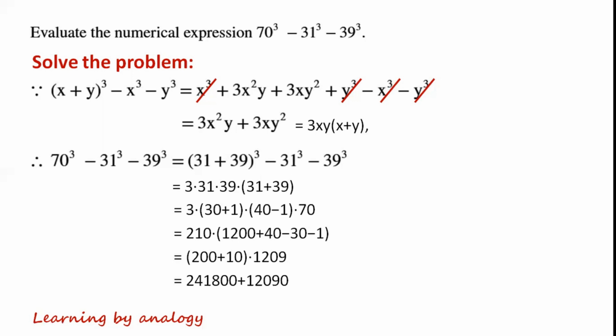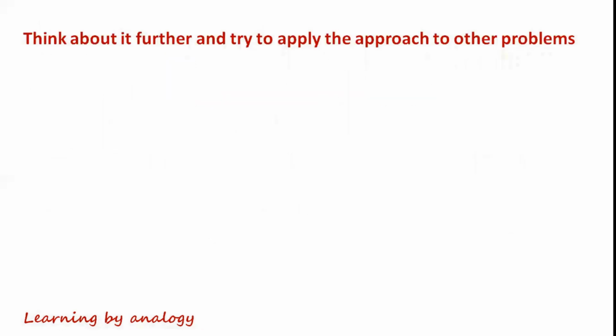So we can now write 241,800 plus 12,090, which is equal to 253,890. Think about the thought process for the previous question further and try to apply the approach to other problems.